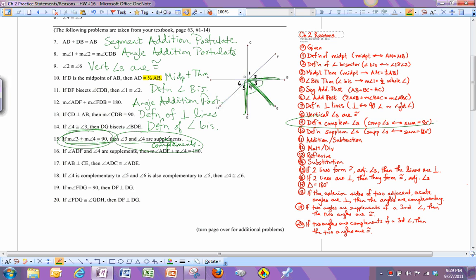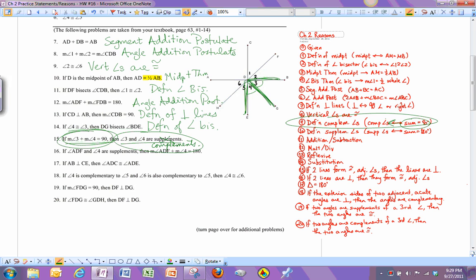And that's because of this. If 2 angles, remember, definitions go both ways. So if 2 angles sum to 90, then you can say they're complementary. So this is the definition of complementary angles.